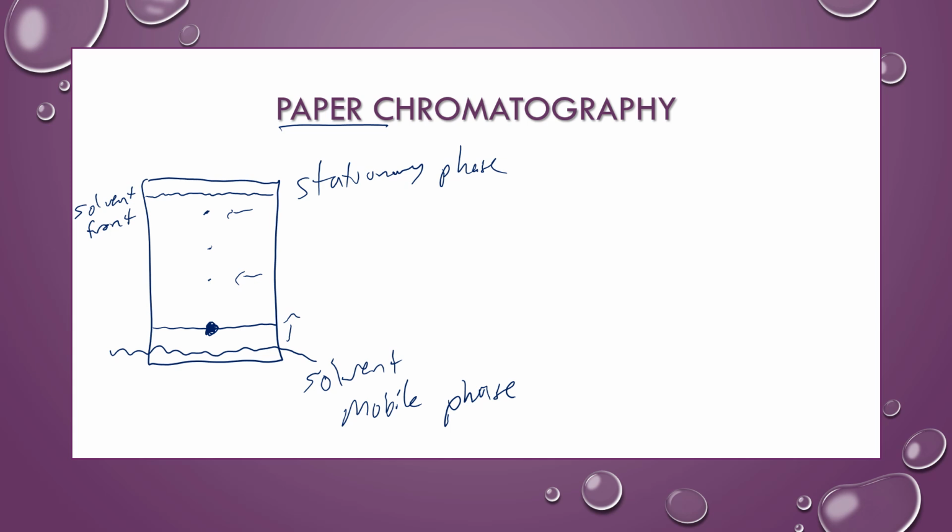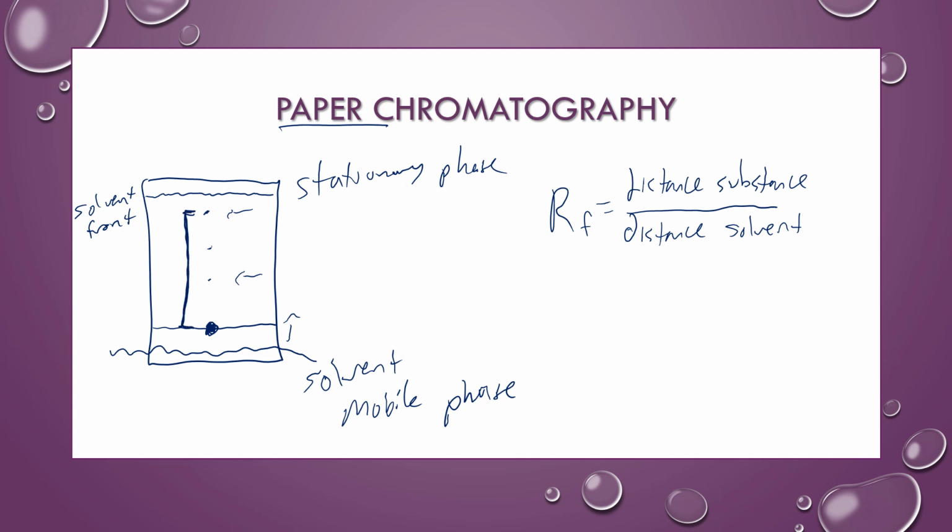From here, you can calculate what we call the retardation factor or the retention factor. I've also heard it called that, but it's RF. And the RF value is always the distance that your substance traveled divided by the distance that the solvent traveled. So when you're measuring it, you'd test one specific part. How far did that travel? And then the distance of the solvent, you always measure from the start line to where the solvent front is.